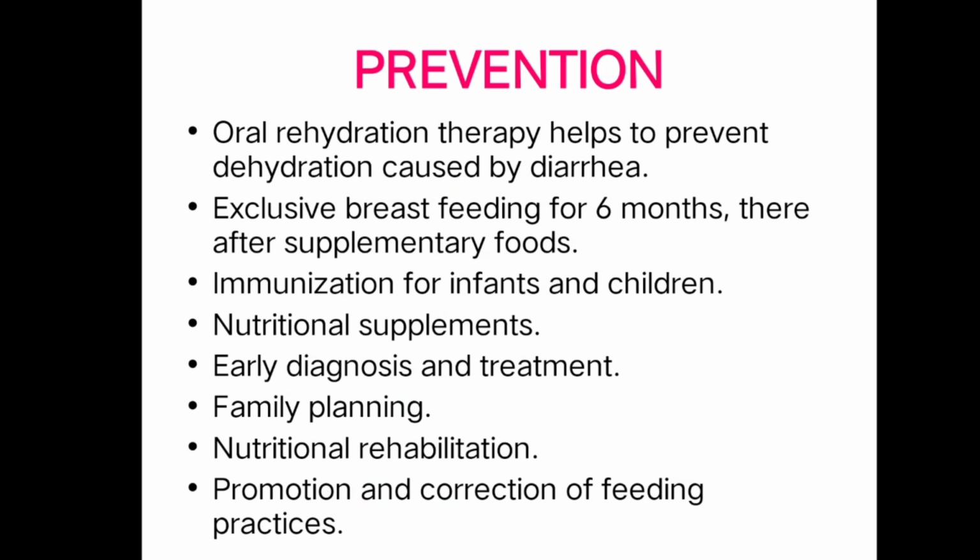Next is how we can prevent it. Oral rehydration therapy helps to prevent the dehydration caused by diarrhea. Exclusive breastfeeding for 6 months, thereafter supplementary food. Immunization for infants and children. Nutritional supplements can be given to the babies. Early diagnosis and prompt treatment prevents this protein energy malnutrition. Family planning, nutritional rehabilitation, promotion and correction of feeding practices.